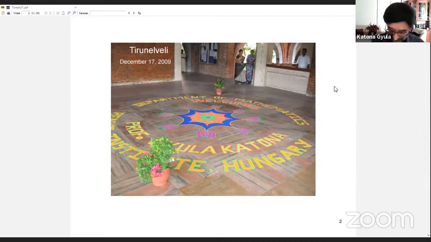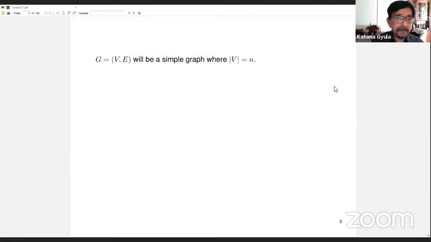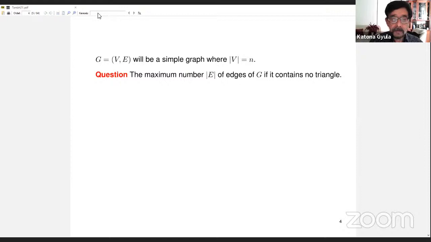So let me speak about mathematics now. This is just notation. I will always suppose that the number of vertices is n. I will not write in the theorems that it has n vertices, but it will always be like that. And so, a very old, easy question: find the maximum number of edges if G does not contain a triangle. And the answer is this graph.